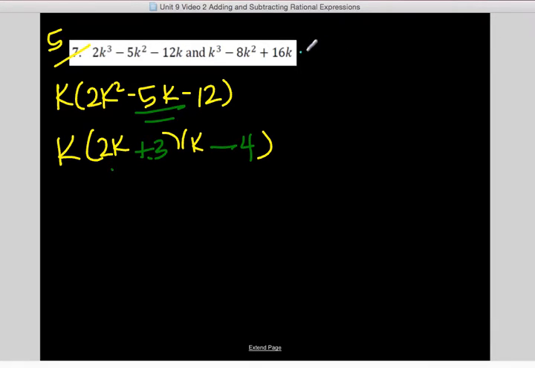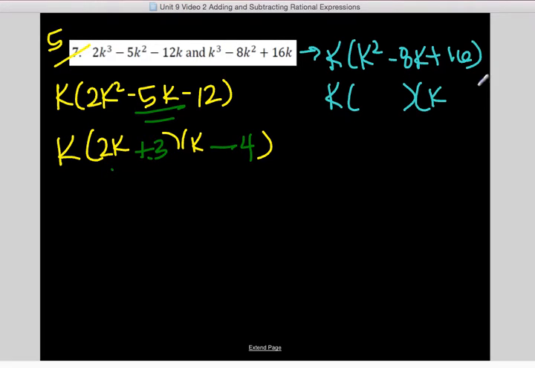All right, looking at this next one. Okay, I'm going to factor out a k of here. So I would have k squared minus 8k plus 16. So now this one's back to our original way of thinking. What multiplies to 16 but adds to negative 8? Negative 4, negative 4. There it is. Now, LCM.